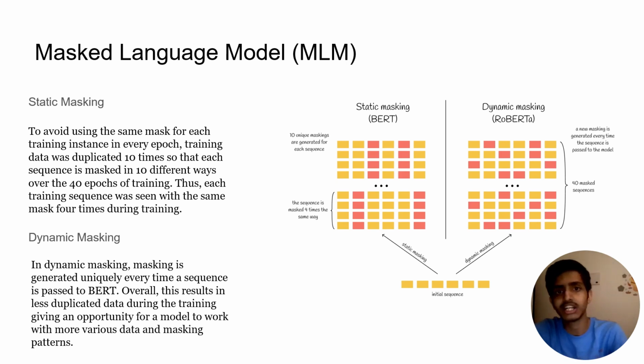So basically, what that helped was that if the same sentence appeared twice in the training phase, in BERT we had the same masking pattern because the sentence was already masked before training. But in RoBERTa, since we are masking on the go, if the same sentence appears twice, we have two different masking patterns. That helped the results: the RoBERTa model trained on less duplicated data, giving it an opportunity to work with more varied data and masking patterns.